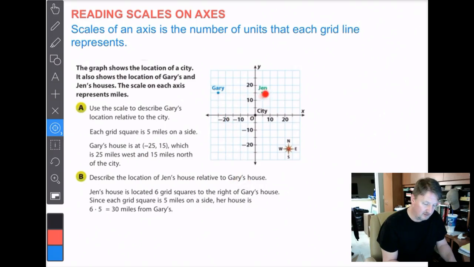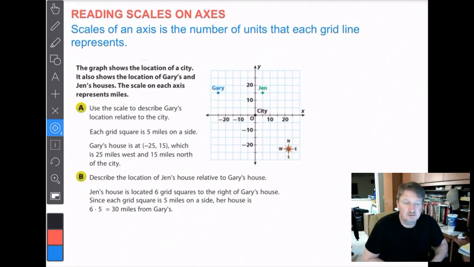Okay, Jen lives right here. So Jen, she doesn't live north or south. She just lives to the east. We got a little compass right here, so she lives to the east. 5, 10, 15, 20, 25, 30 miles. So it says Jen's house is located 6 grids to the right of Gary's. 1, 2, 3, 4, 5, 6. Since each grid is 5 miles on a side, her house is 6 times 5, which is 30 miles from Gary's house. So that's really all there is to it.